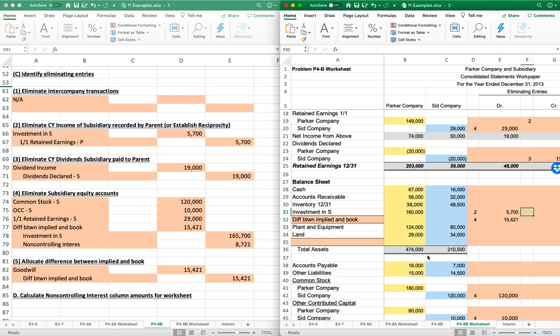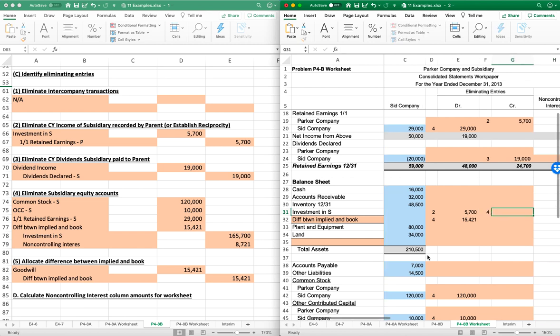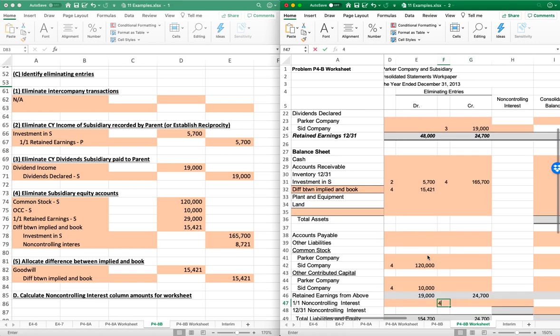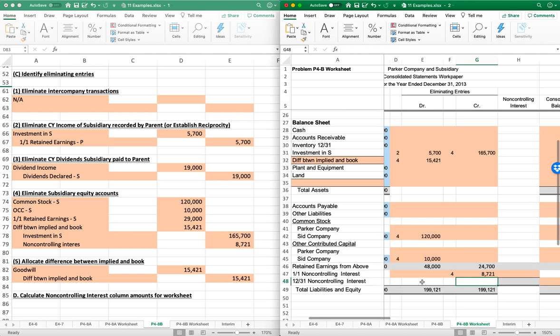First one is investment in S for $165,700 and non-controlling interest for $8,721. Again, debits and credits balance, so we're pretty happy.